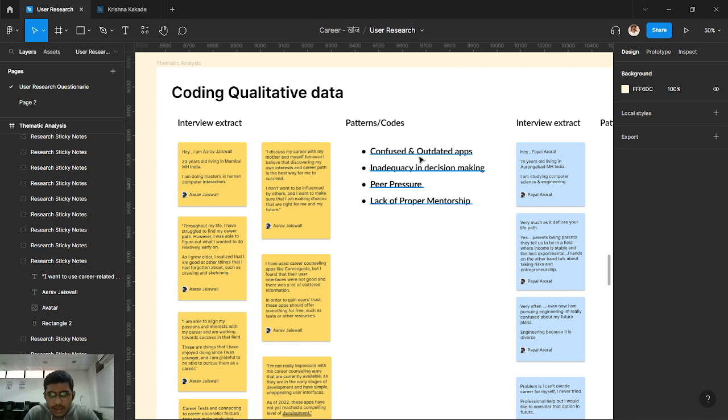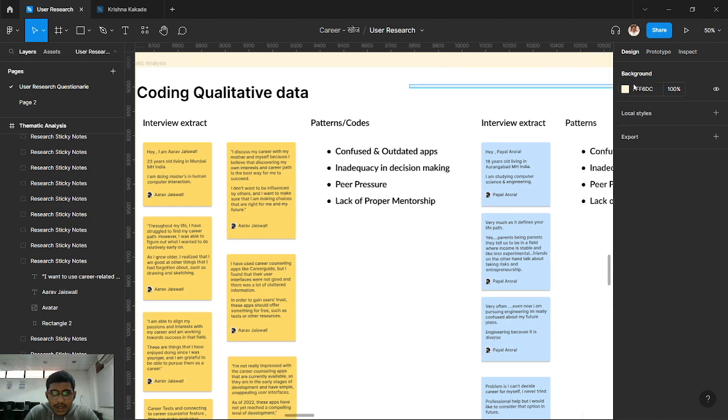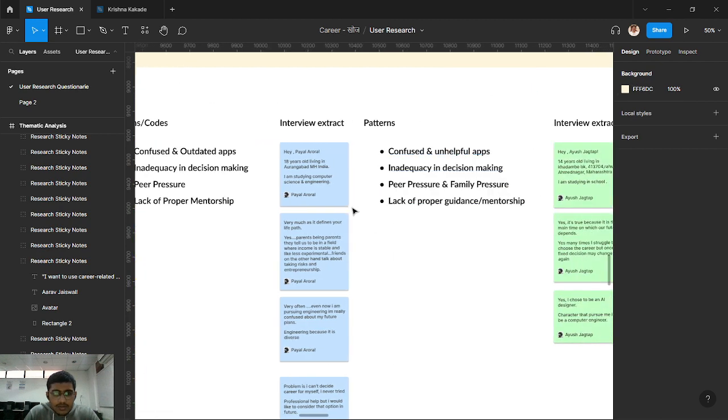So: confusing and outdated apps, inadequacy in decision making. Also peer pressure, like family expectations and what his friends are doing, puts pressure on an individual candidate, a human being, a person. And there is also a lack of proper mentorship. So that's the code we get from that interview extract.